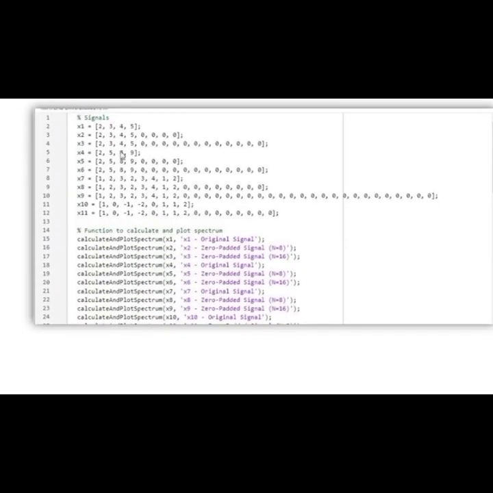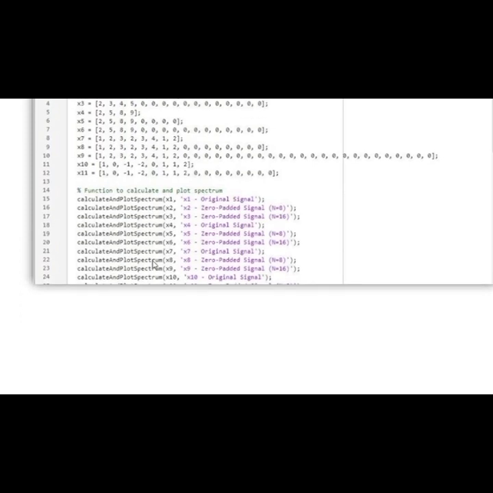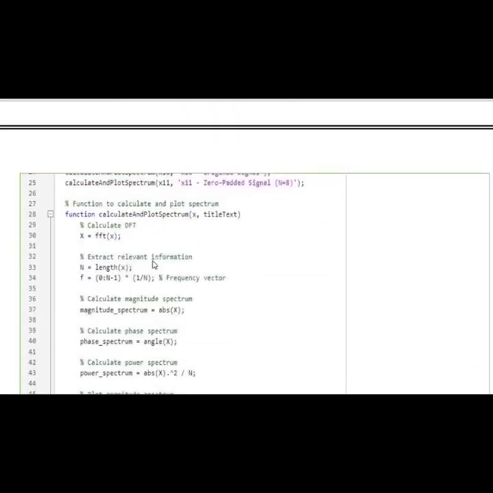In task number 4, calculate the DFT and plot the magnitude spectrum, phase spectrum and power spectrum for signals in the task to observe the effect of zero padding. In this task we calculate 3 spectrums, magnitude spectrum, phase spectrum and power spectrum for each signal, and observe the zero padding. So the signals are given from x1 to x11.